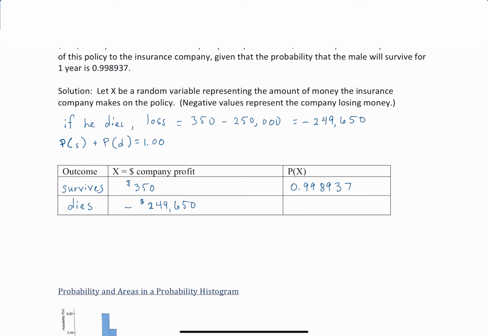So if I subtract probability of survival from both sides, what I get is that the probability of death is 1 minus the probability of survival. In other words, it's 1 minus 0.998937, which is 0.001063. So that's what we'll enter in the probability for this value of the random variable.